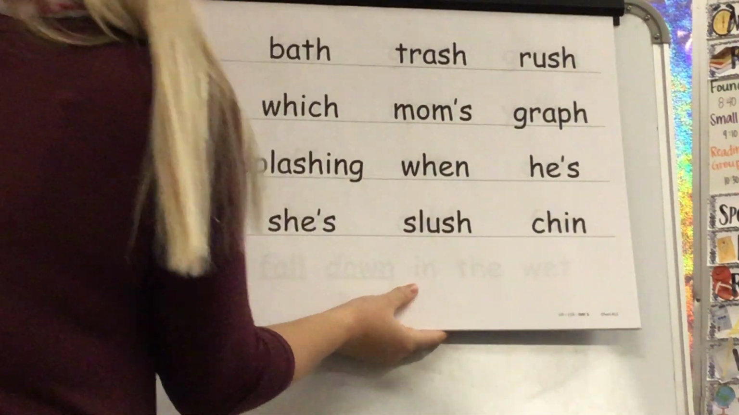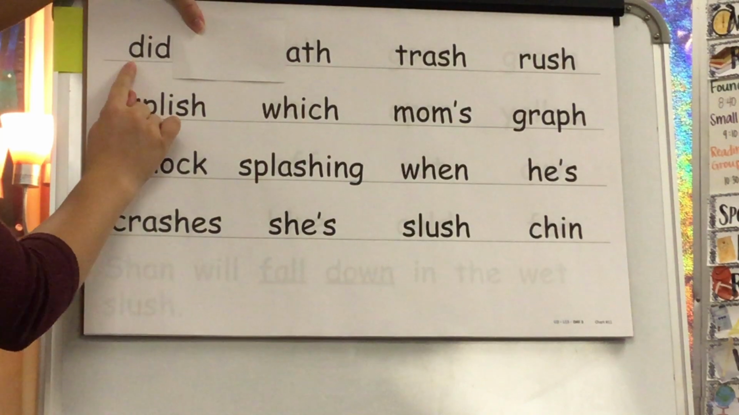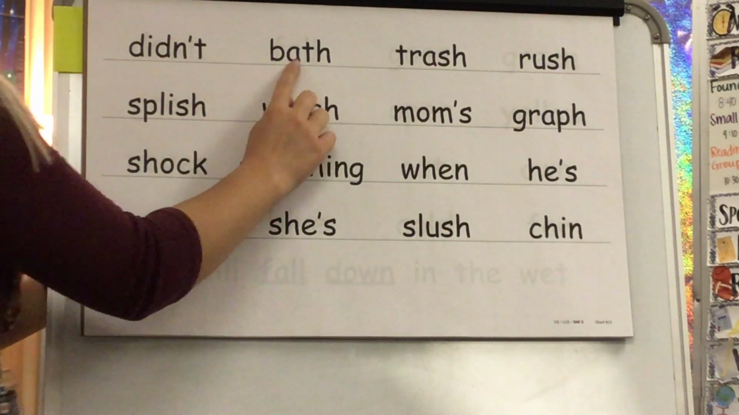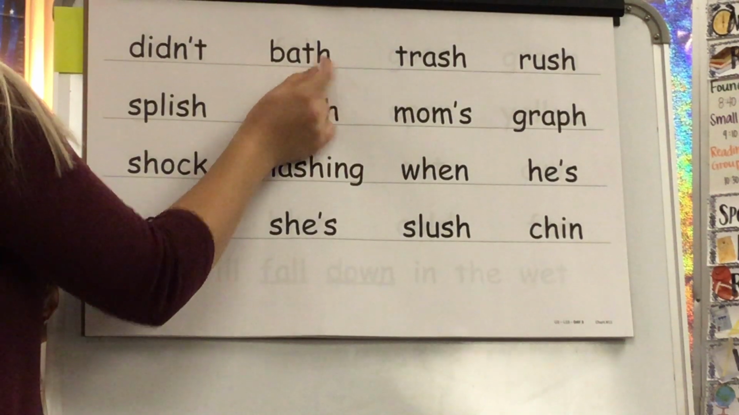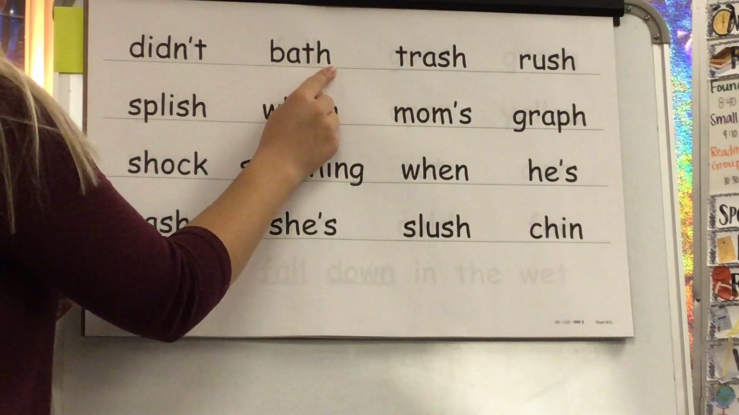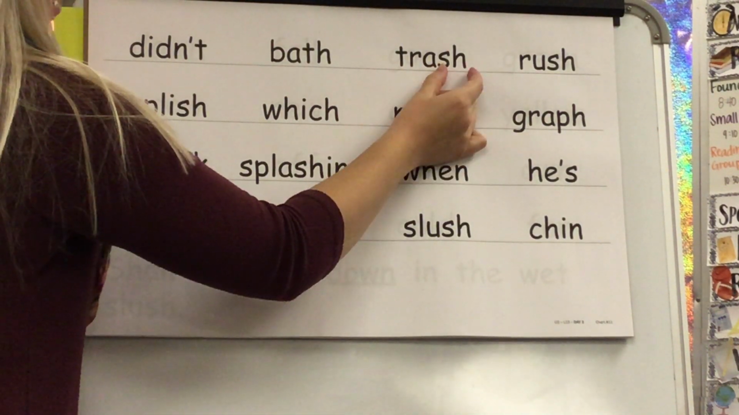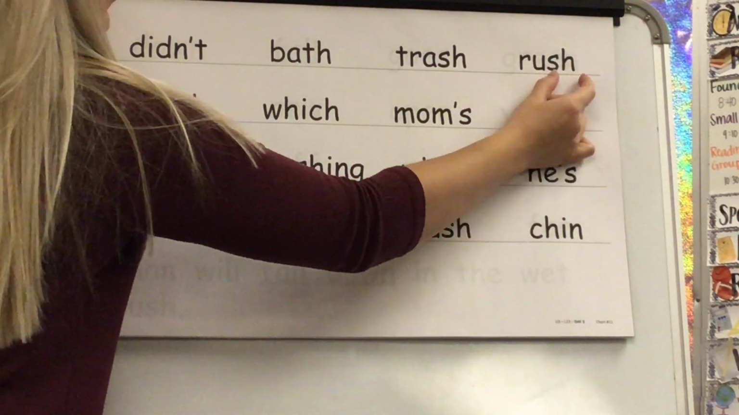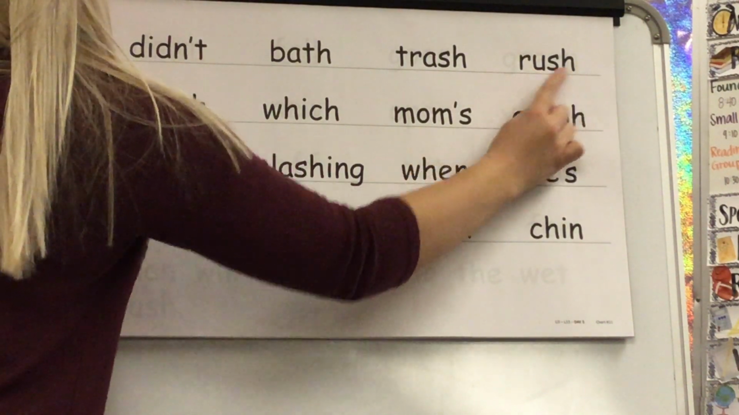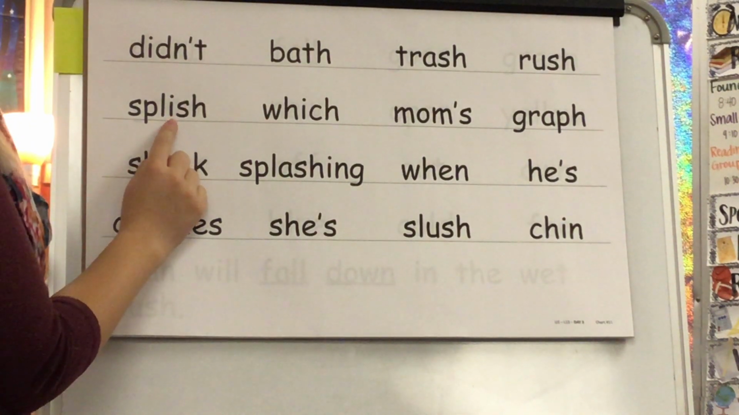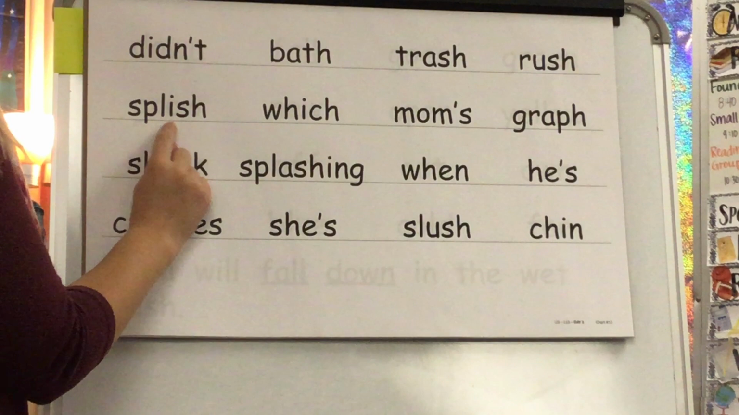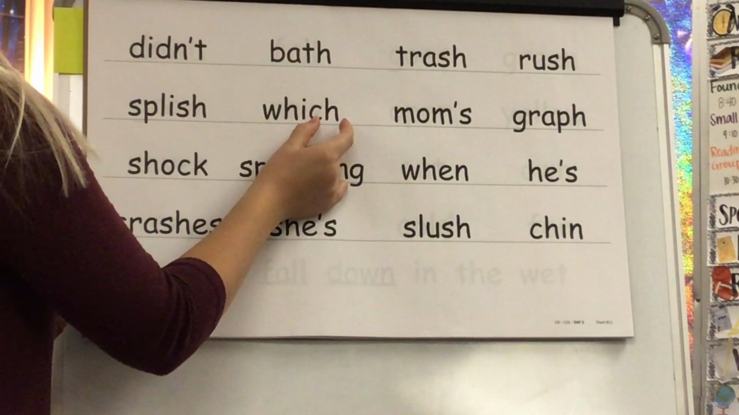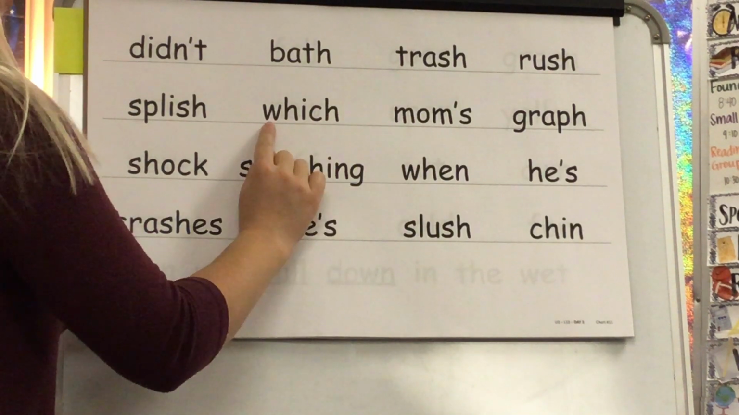Time for some more practice. Word, did. Blend, n't. Contraction, didn't. Yes, didn't. Sound, unvoiced. Blend, bath. Yes, bath. Sound, sh. Blend, trash. Word, trash. Sound, sh. Blend, rush. Word, rush. Sound, sh. Blend, splish. Word, splish. Sound, ch. Blend, witch. Word, witch.